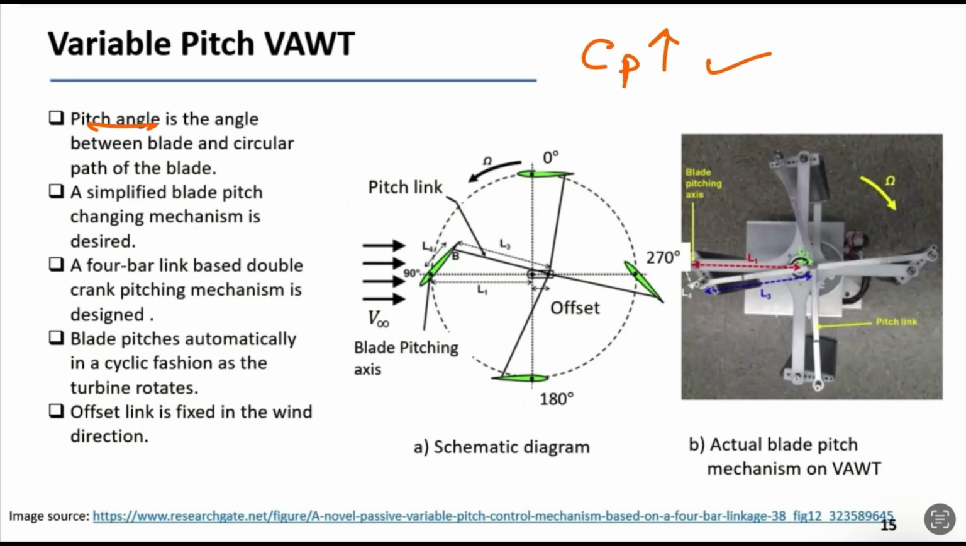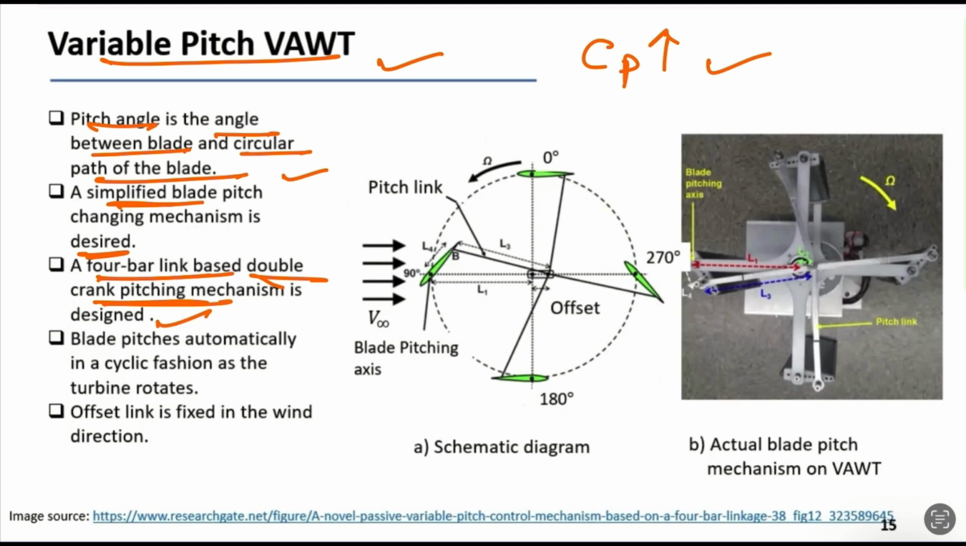First, let's define the pitch angle. The pitch angle is the angle between the blade and the circular path of the blade. A simplified blade pitch changing mechanism is desired. A complex design is not recommended because it would complicate things and we wouldn't be able to achieve our objective. A 4-bar link mechanism, specifically a double crank pitching mechanism, is desired. This type of mechanism is often taught in kinematics of machinery in the mechanical engineering department.